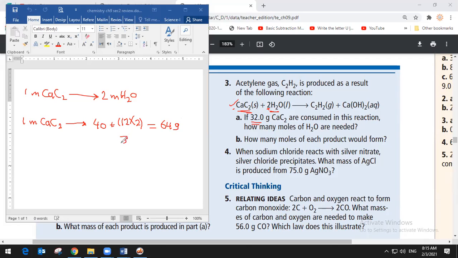So if we have 32 grams of this substance, that means how many moles? 32 over 64. Good. So 32 multiplied by 1 over 64 means 0.5 mole. Yes? So like this, we get the number of moles. So back to the first equation, 1 mole produces 2 moles of water. So what about 0.5 mole? It will produce 0.5 times 2, equal to 1 mole of water.